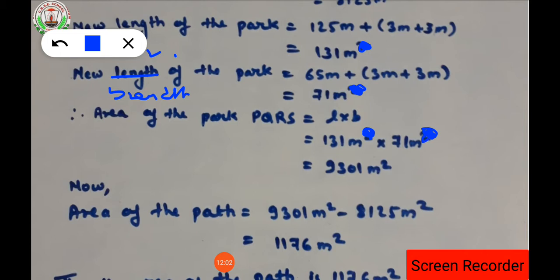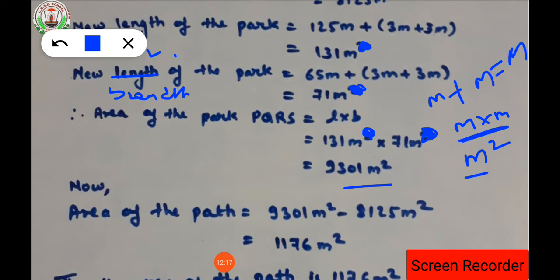Now, here it will be meter square because meter into meter will be meter square. But when meter is added with meter, that means a unit is added with the unit, it will be meter itself. But when it is multiplied, it will be meter square. That's why here meter square will not come, only meter will come, and here meter square will come. So the area of the park including the road will be 9301 meter square.